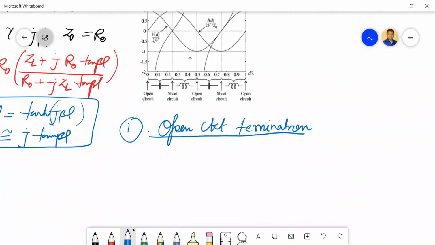What is the meaning of these things? Like you have a transmission line, and at this side the terminals are open. It means the load is actually what? Infinity.